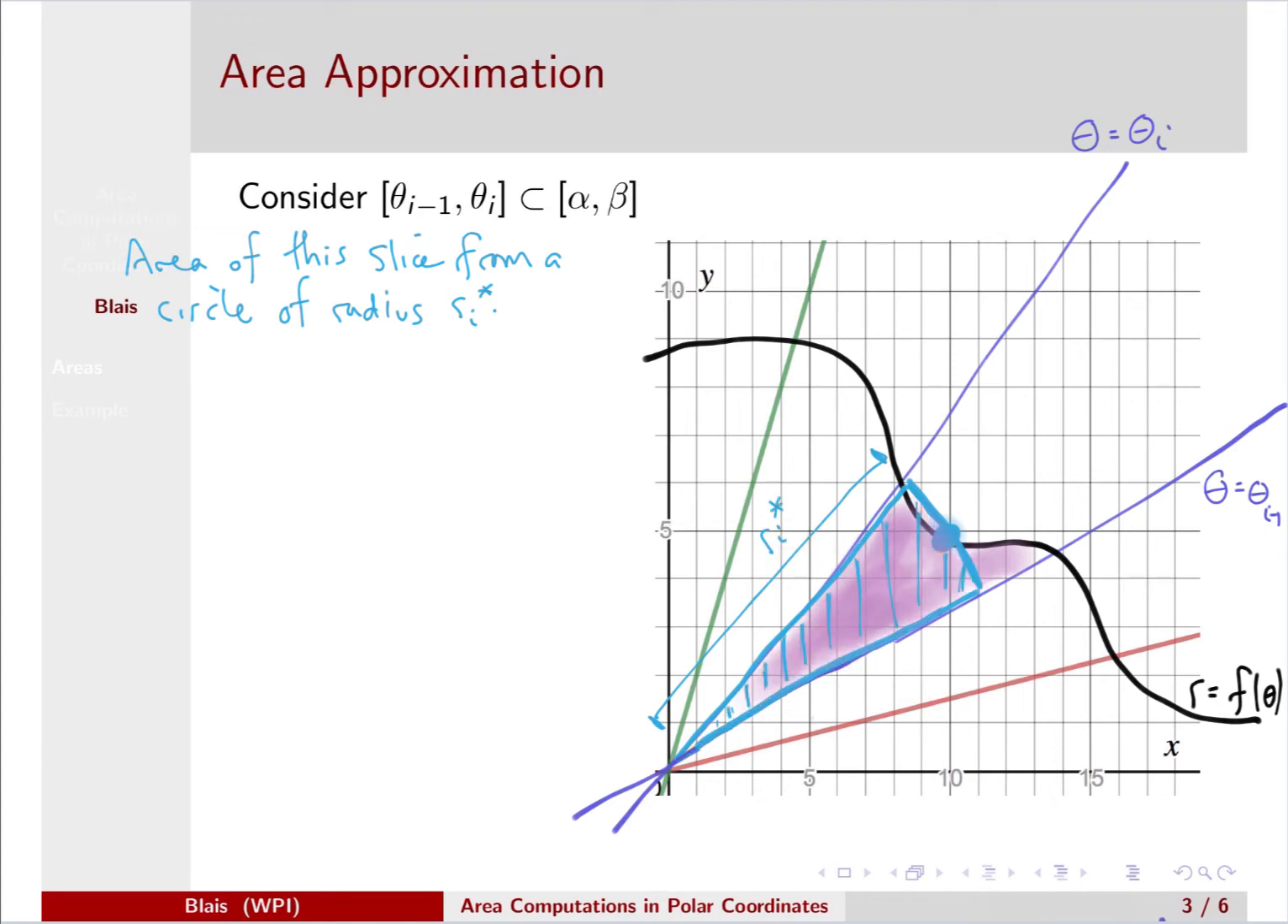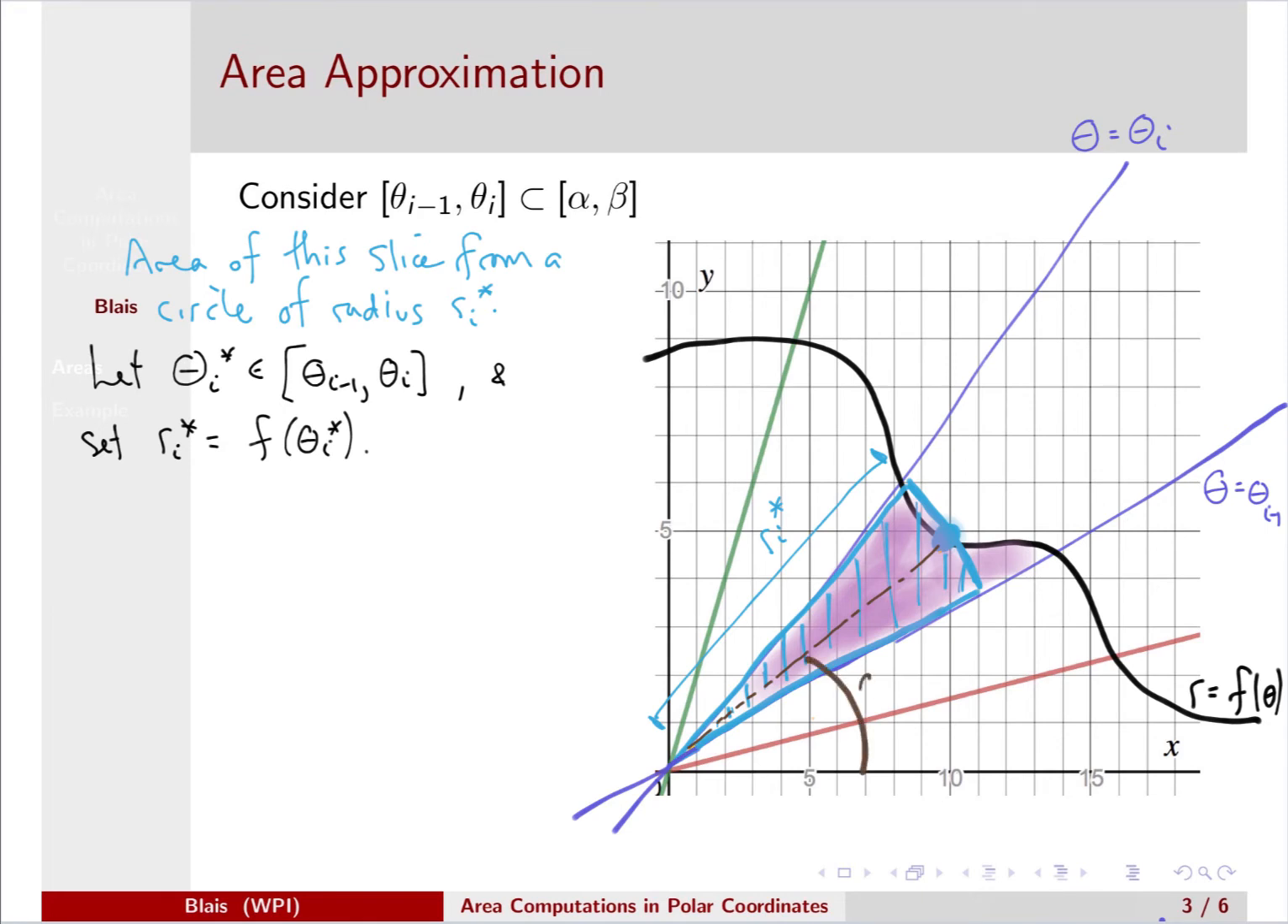The way we choose r sub i star is by choosing a representative theta i star inside the interval theta i minus 1, theta i. And then we set r sub i star to be f evaluated at that theta sub i star. So our theta sub i star, the way we've depicted it here, would be this angle depicted in brown. And so we plug that theta i star into the curve r equals f of theta to get that radius for this circular slice. Again, think of it like a slice of pizza.